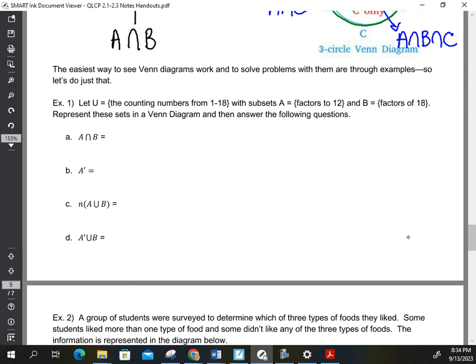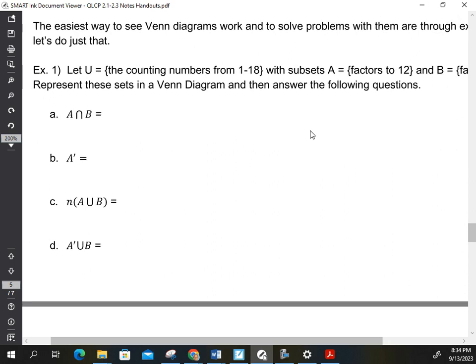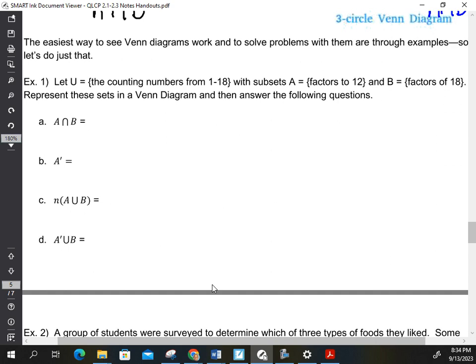Let's start with example 1. U is the counting numbers from 1 to 18, with subsets A being the factors of 12 and B being the factors of 18. Let's first list these out so that we know what we're talking about for each one, and then we'll answer questions A, B, C, and D.